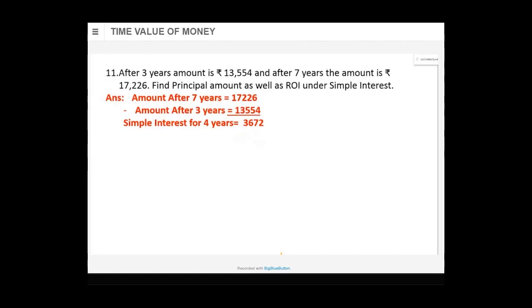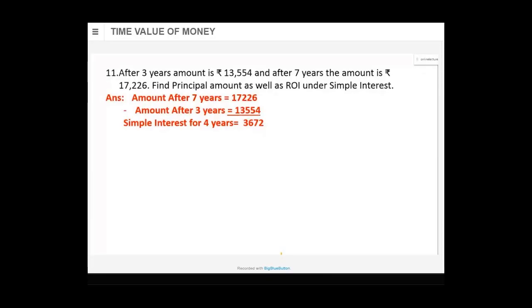First part: when 2 amounts are given, subtract them and then you will get interest. Now here I am getting interest after 4 years. Is it clear? Others, please type. Now, will it always be 4 years? Not necessary. Here they have given 7 and 3 years, so the gap is 4 years. If this is 8 and 3, then 5 years. If this is 7 and 6, then it will be 1 year.